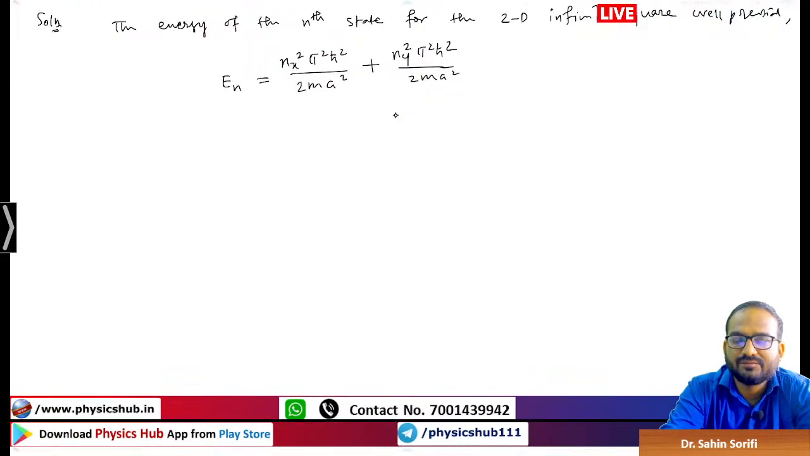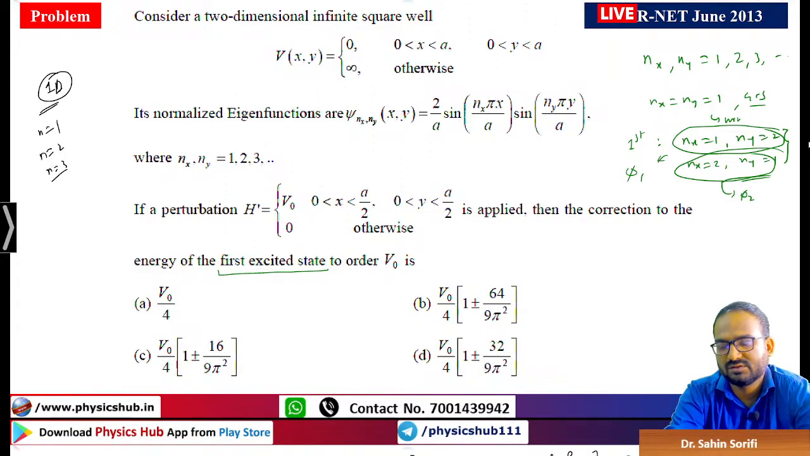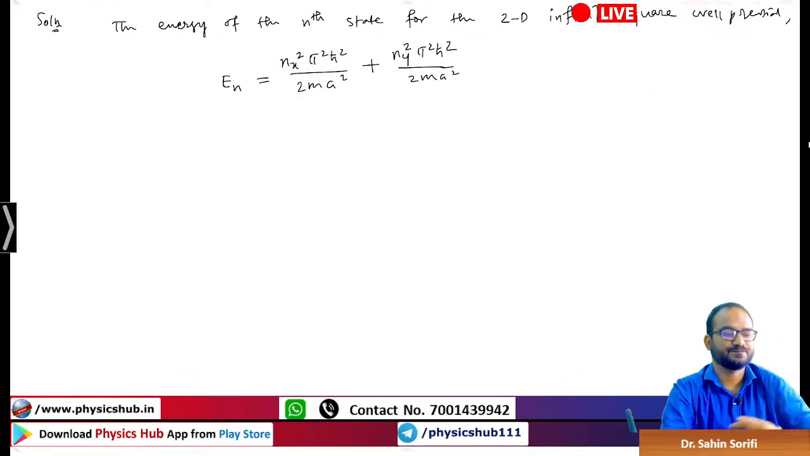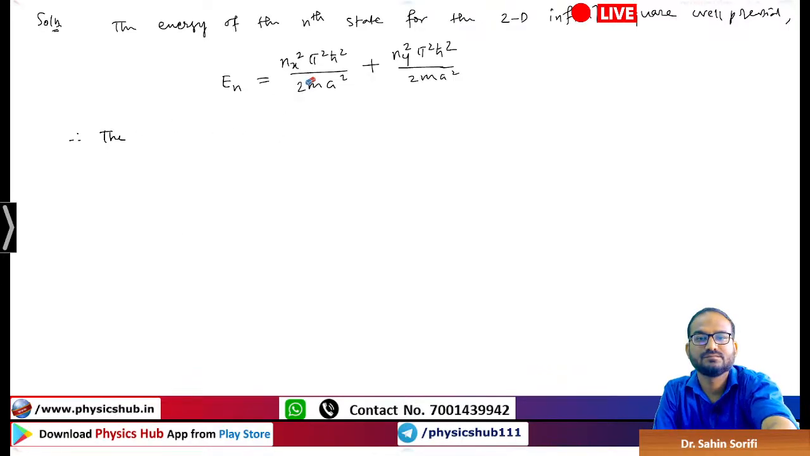So it will depend. First excited state means we have to consider the first excited state. If it is talking about another state, then we have to consider whether it is degenerate or not. If it is degenerate, then we will apply degenerate perturbation theory. So the energy of the first excited state, we can write it in this way.